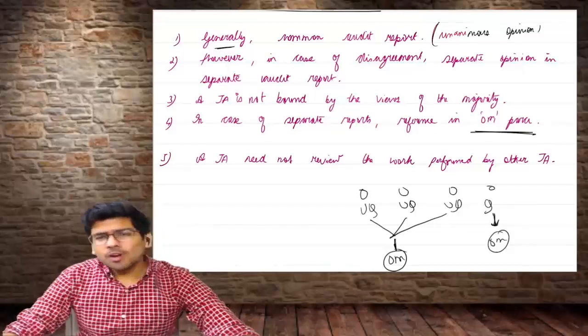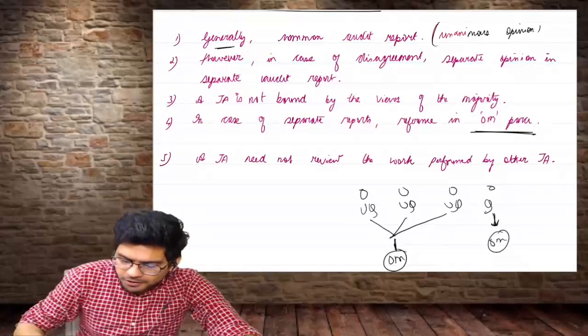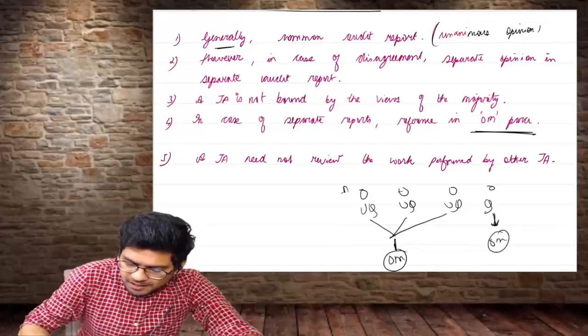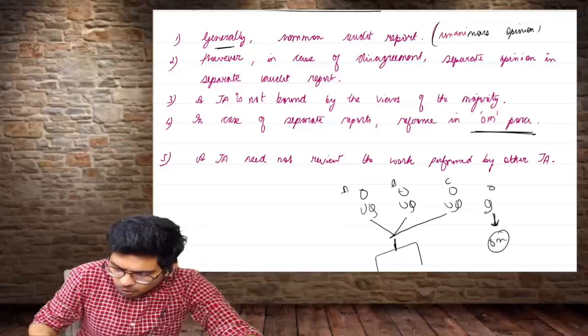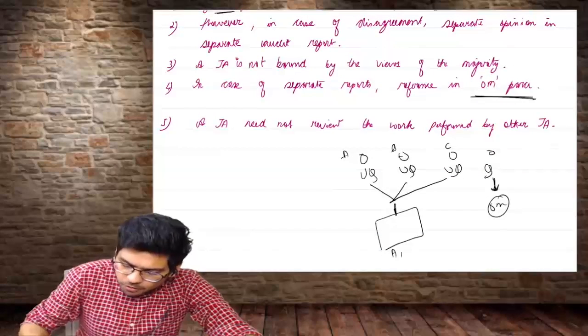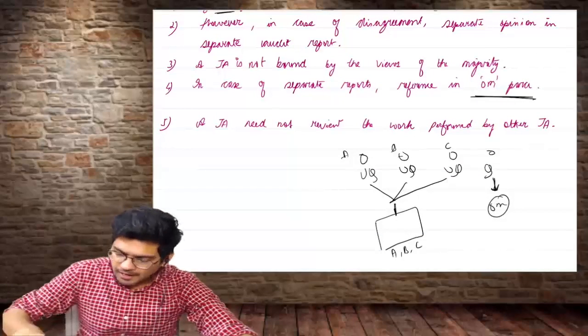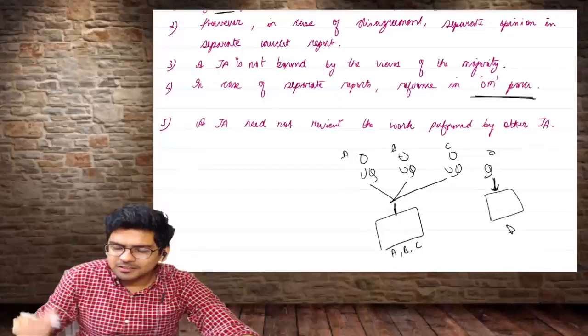And one more thing. Let's say there are three joint auditors, A, B and C. They have given a common audit report, and the joint audit report will be signed by all the three auditors. And in this other case, it will be signed by another auditor, let's say D.